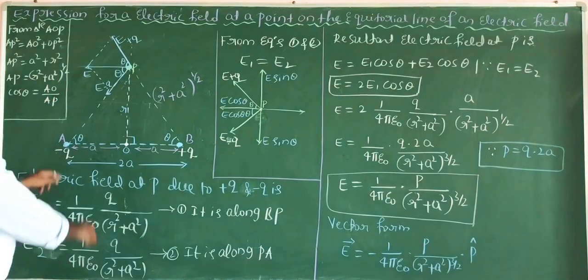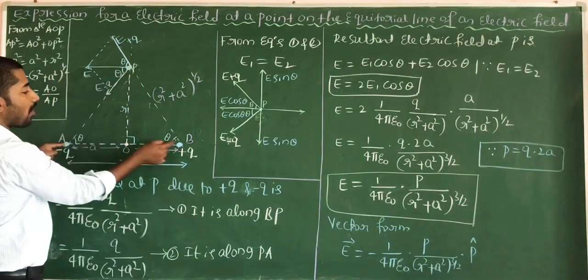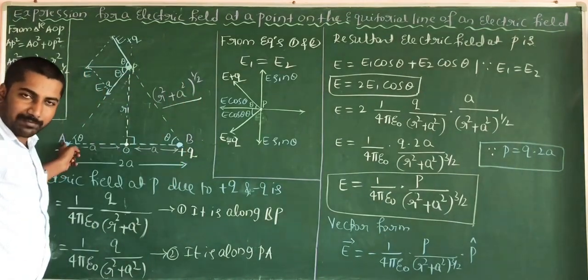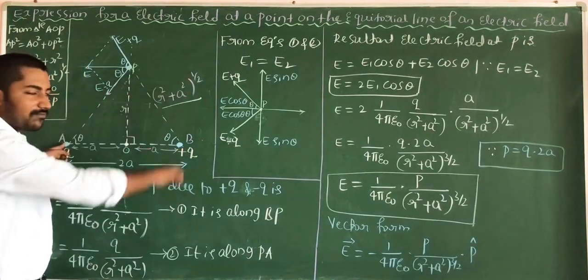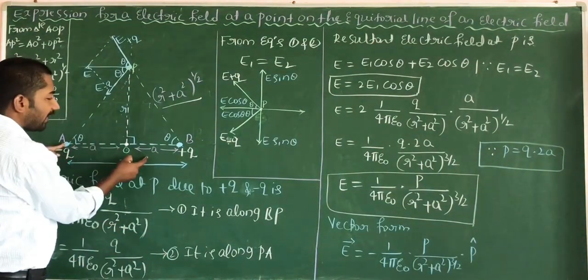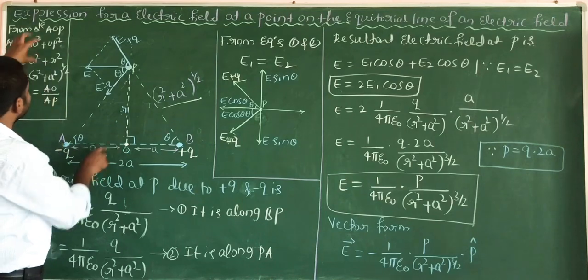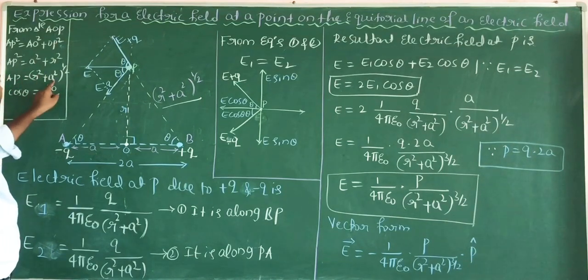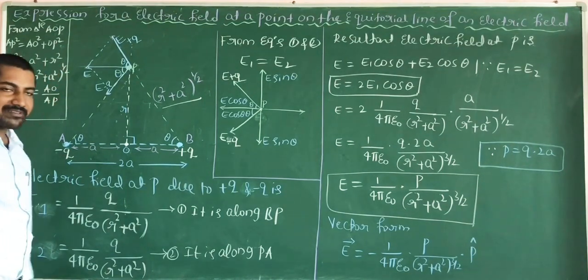Now we can write this here. The A to P distance, or B to P distance, is (R square plus A square) to the power of 1 by 2, or root of R square plus A square. You know the values R and A, but using the triangle method, from triangle AOP, you get AP equal to (R square plus A square) to the power of 1 by 2.